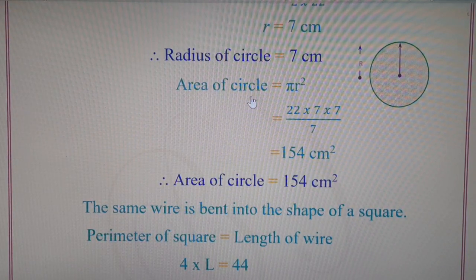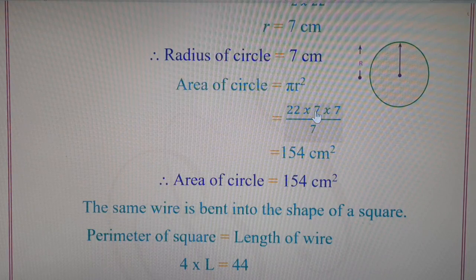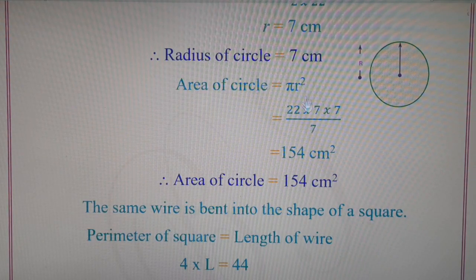To find the area of the circle, you have to use the formula pi r square, where pi's value will be substituted as 22 upon 7, and radius square means r is multiplied with itself 2 times, r into r. That means the radius will be substituted as 7, so 7 we have to multiply 2 times with itself, 7 into 7. So this is pi's value 22 upon 7, and radius square we substitute as 7 into 7.